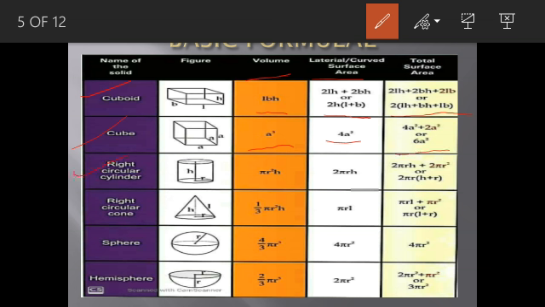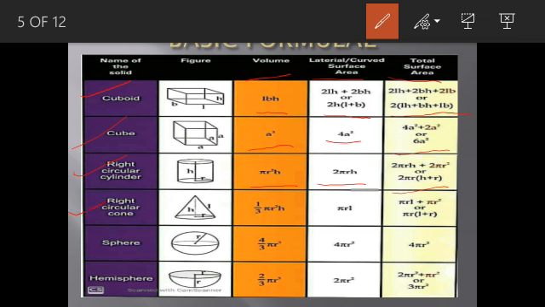Next, the right circular cylinder. The volume of right circular cylinder is pi r square h. Curved surface area is 2 pi r h and total surface area is 2 pi r (h plus r). And I request you all to remember these formulas. Without remembering these, you are unable to solve the problems of this chapter.